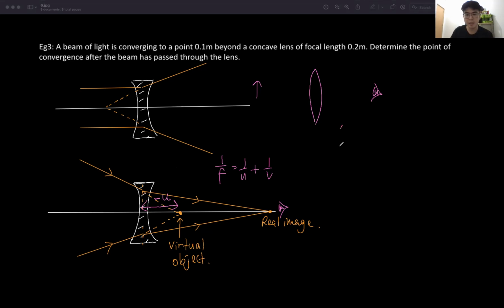Another case would be mentioned before. You have two lenses, a multiple system, where the first lens forms the image behind lens number 2. So this image will become an object for the second lens. And in this case, the u will also be negative. Negative u.